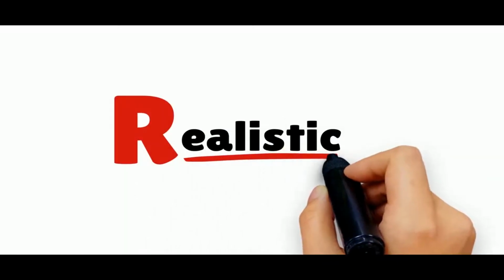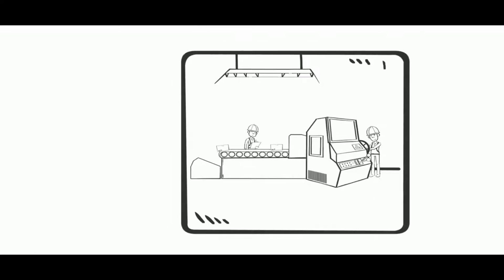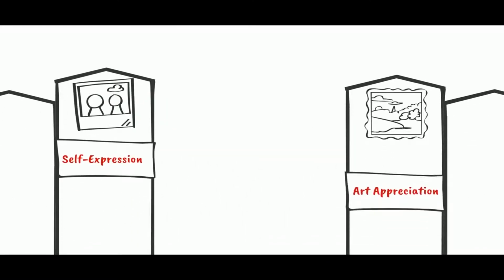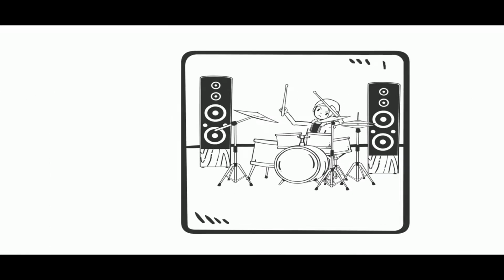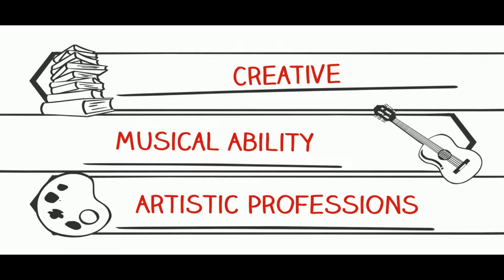Realistic types are the doers. They are very hands-on and outdoor or mechanically oriented. Artistic types are creators. Their interests are in self-expression, art appreciation, communication, and culture. But they also thrive in composing music, performing, writing, and creating visual arts. Their potential skills are creative, musical ability, and artistic profession.